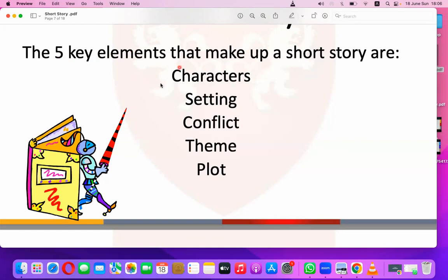We have the characters. What do you mean by characters? Characters, setting, conflict, theme, plot. Yes. So what do we mean by characters? What does character mean? Characters of the story.